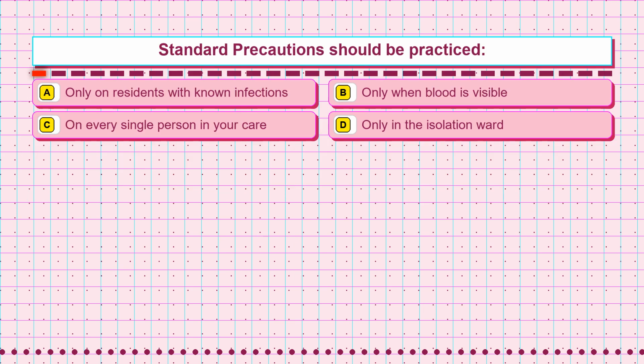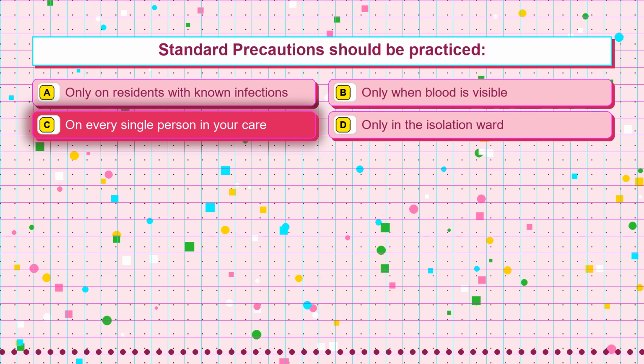Question 89. Standard precautions should be practiced. Option A. Only on residents with known infections. Option B. Only when blood is visible. Option C. On every single person in your care. Option D. Only in the isolation ward.